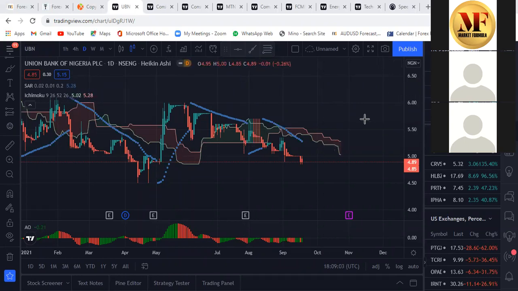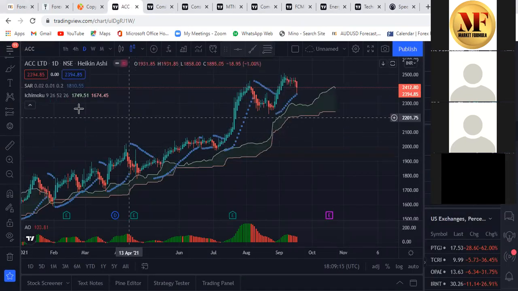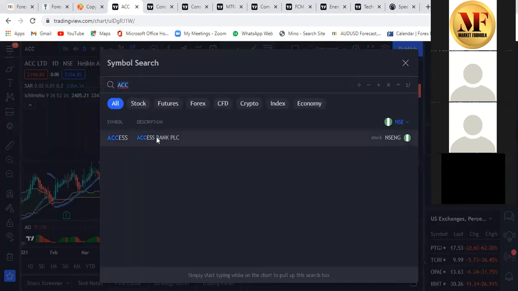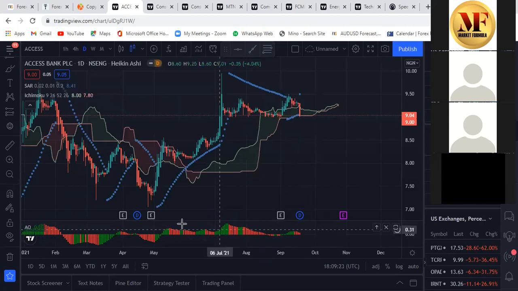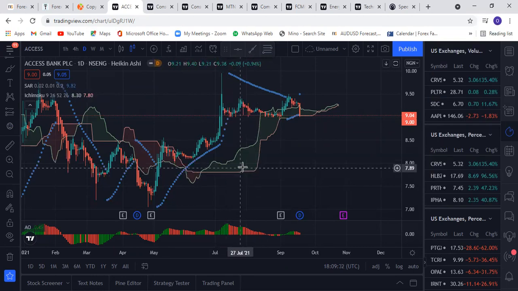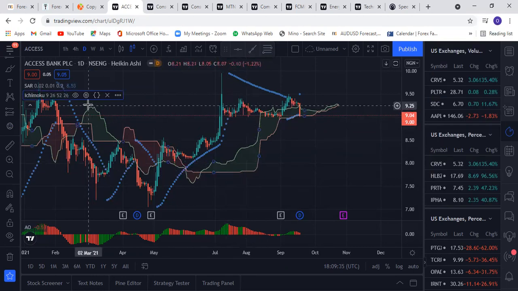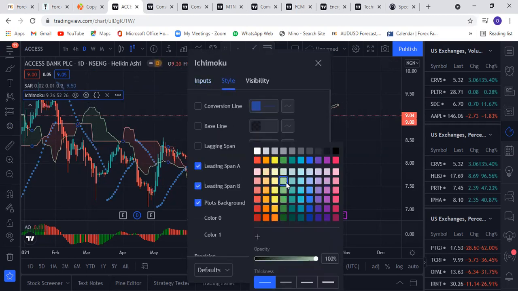So looking at the daily chart, I have before me UBN. Let me look at a familiar stock that I'm used to. Let's say Access Bank. Sorry, it's not Access Bank. How do I use this for trend? Anytime price is above this cloud, I'm not sure this cloud is very clear. Or can we see it? Or I should change the color. Let me change the color. Let's change this one to, let's say, blue.